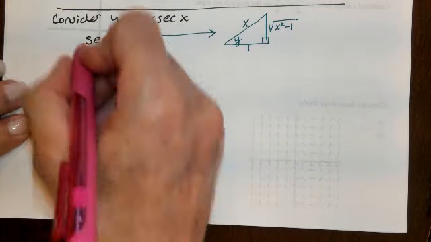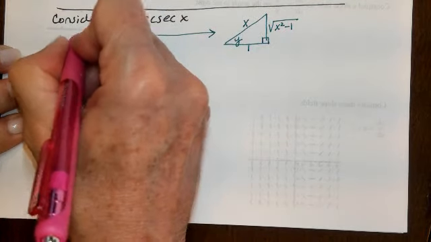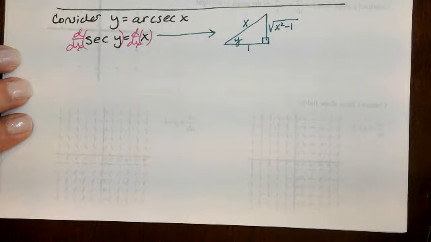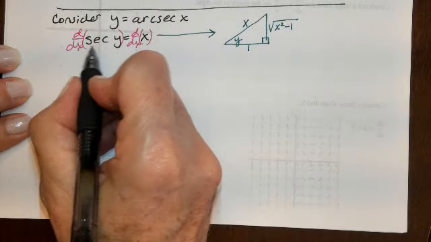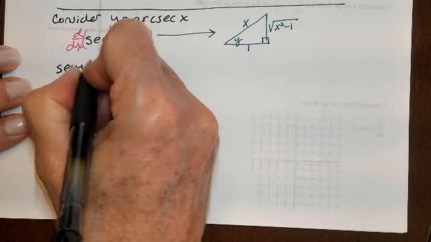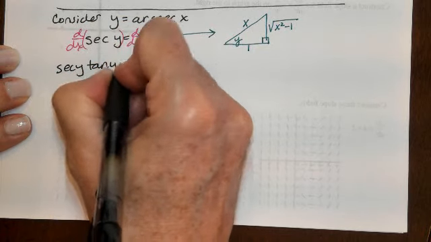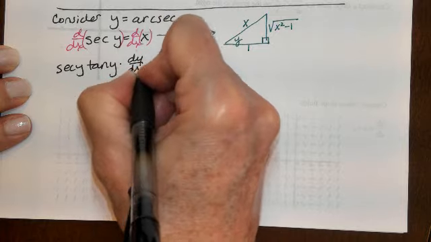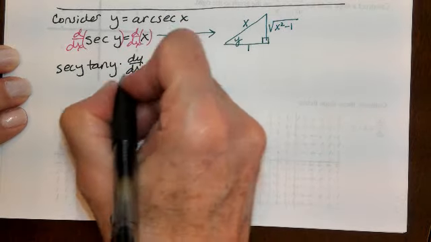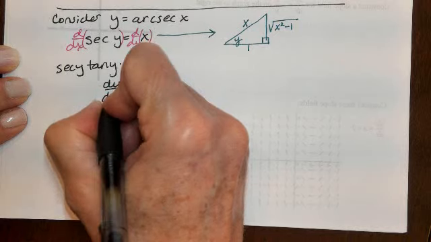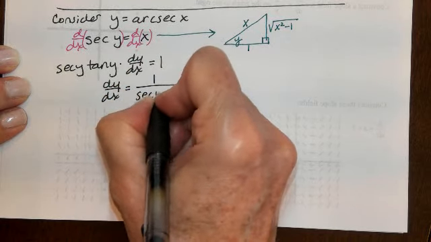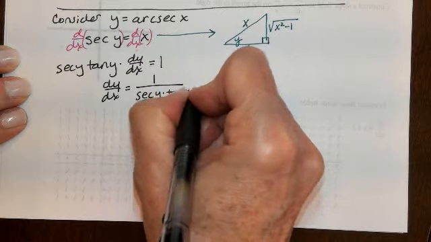Let's come back to our equation and take the derivative of both sides with respect to x. The derivative with respect to x of secant of y will be secant of y tangent y times dy dx. Derivative of x with respect to x is just 1. So dy dx will be 1 divided by secant y tangent y.